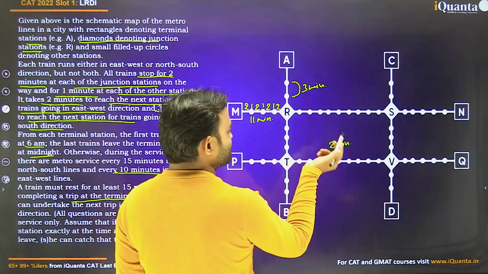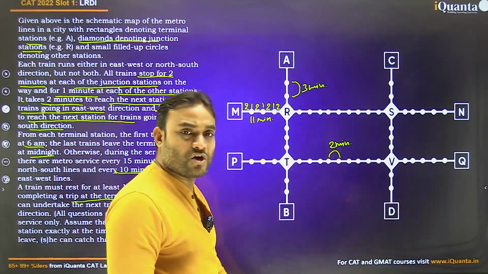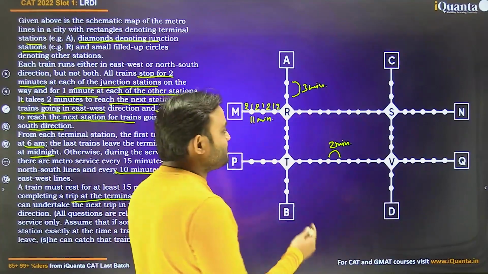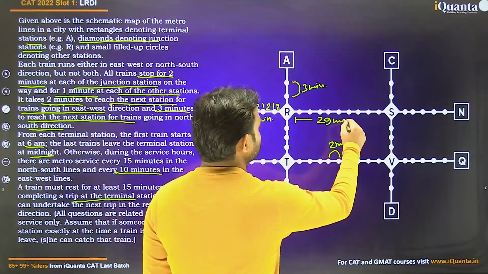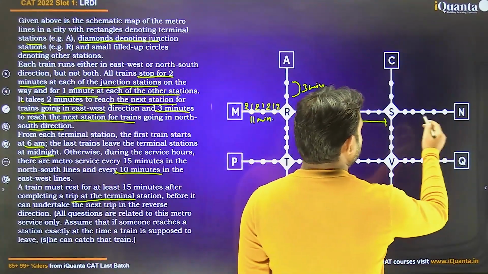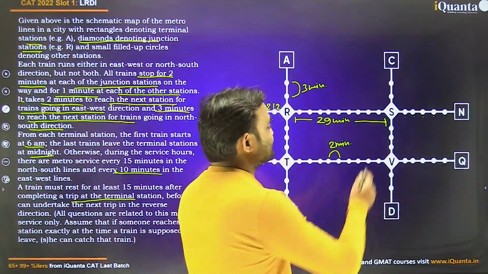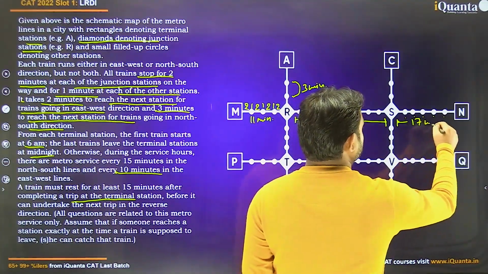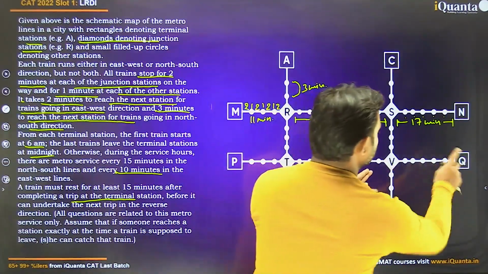Similarly, in this case, the number of stoppages are 1, 2, 3, 4, 5, 6, 7, 8, 9. 9 stoppages, 9 minute stops, and then there will be 10 gaps. So 10 into 2, 20 minute travel time. So 20 plus 9, it will be 29 minutes to cover the distance between R and S. Similarly, in case of S and N, 1, 2, 3, 4, 5 stops, 5 minute stops, and 6 gaps. So 6 into 2, 12, 12 plus 5, it will take 17 minutes to cover the distance between S and N. Same will be for T to V and V to Q.